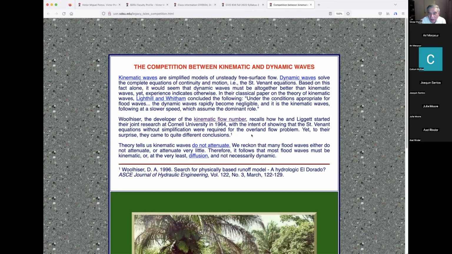Woolheiser recalled how he and Liggett started the research at Cornell with the intent of showing that the Saint-Venant equations were required. Yet, to their surprise, they came to quite different conclusions. That's what he told me. He eventually ended up doing only the kinematic wave.